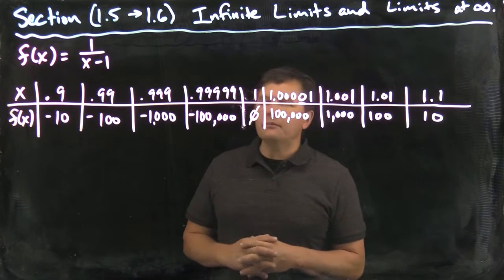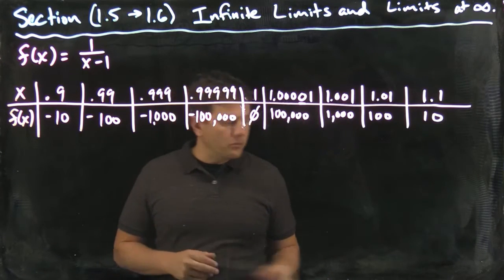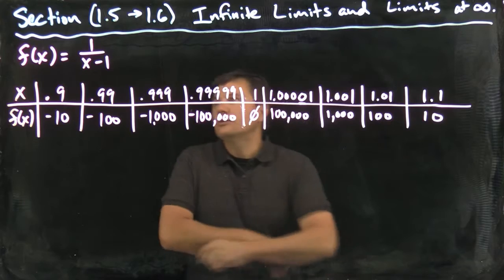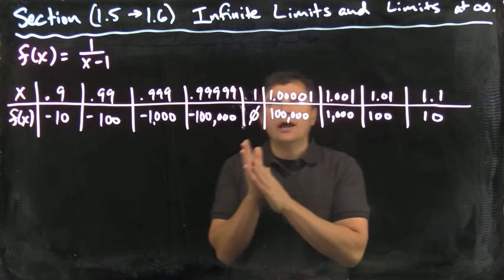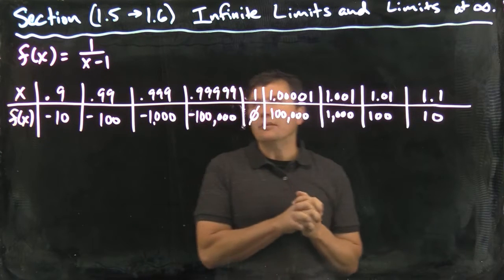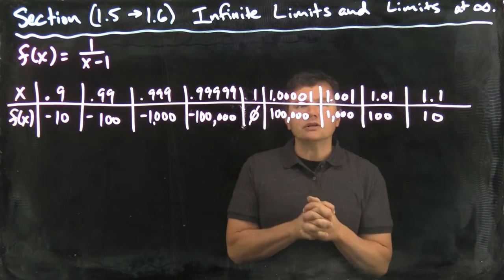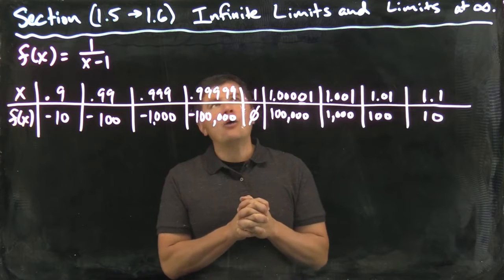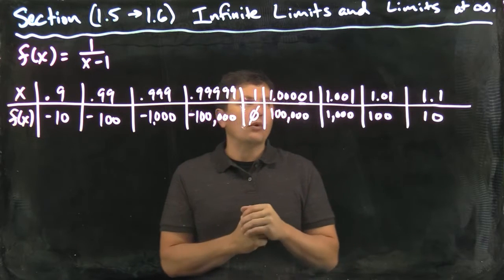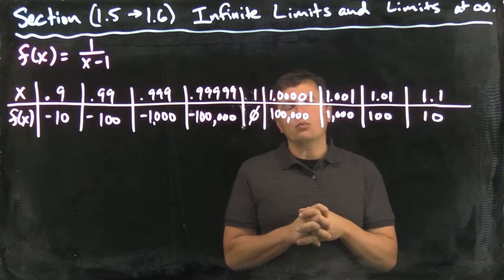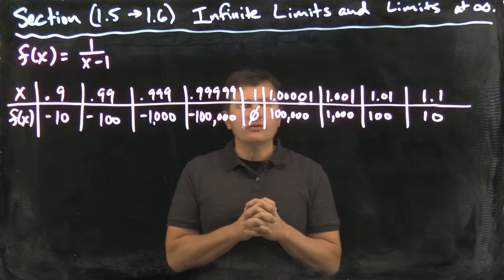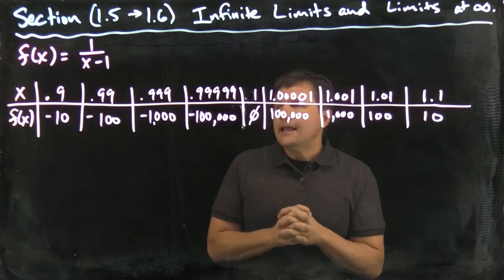Okay, so today I'm going to cover two sections in the book. I'm going to cover section 1.5 and I'm also going to cover 1.6. Both of these deal with infinite limits. 1.5 is actually limits where the output is something of an infinite form, and 1.6 are things where we're approaching negative or positive infinity with x.